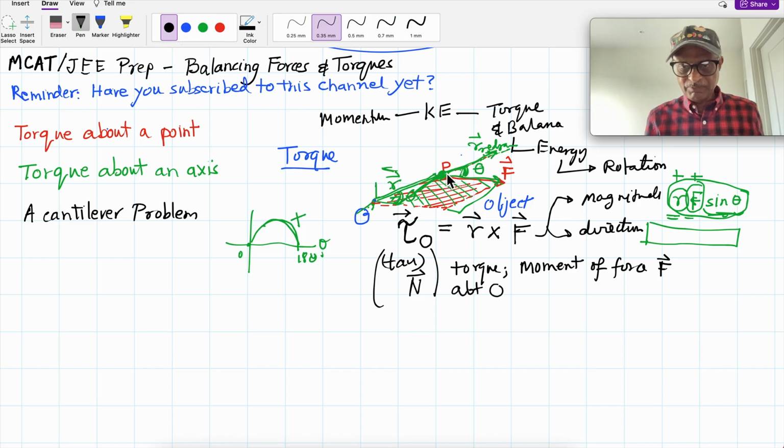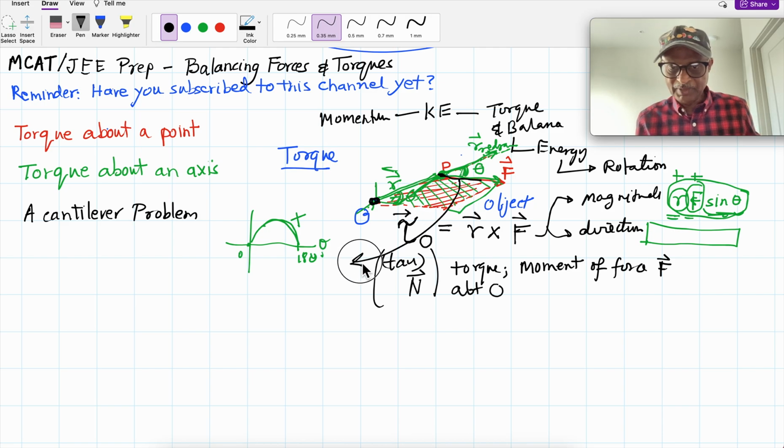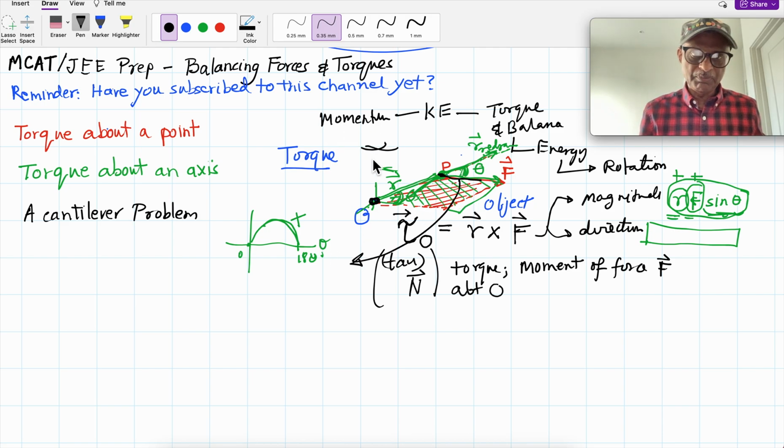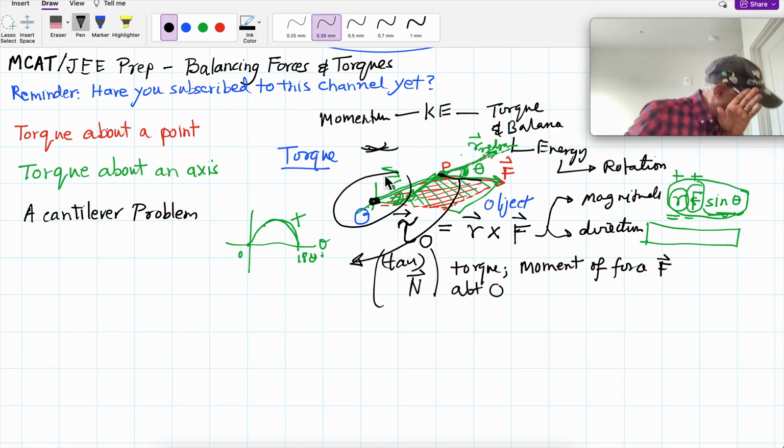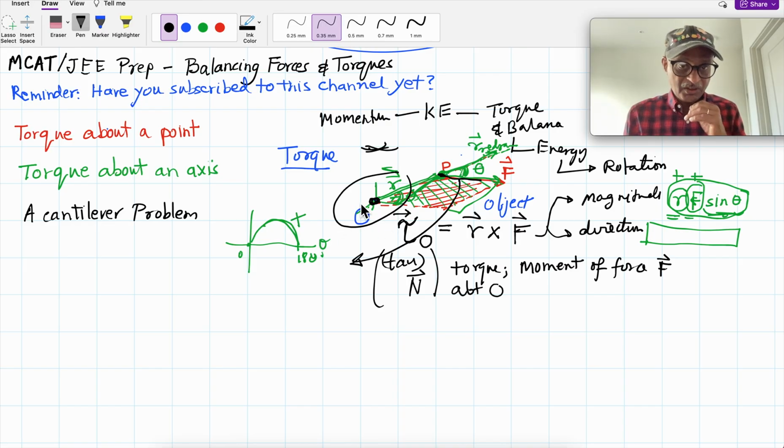Another way is, this force was trying to rotate whatever object it acts on with this kind of rotation. So if I look from above, excuse me, it's going to rotate clockwise about this. So that kind of thing will also have a positive sign.